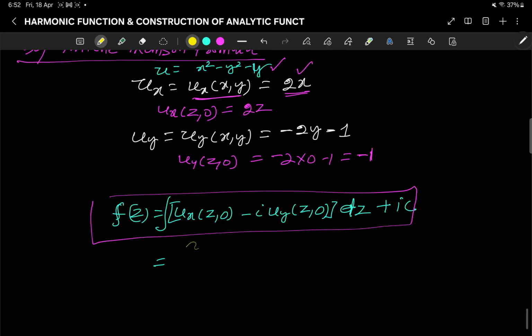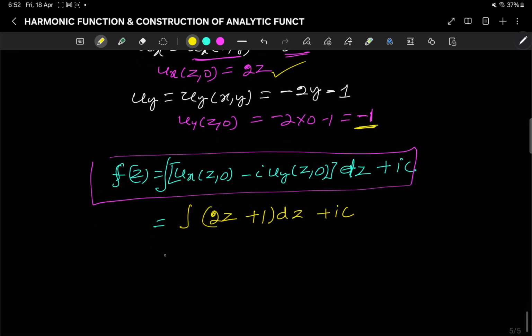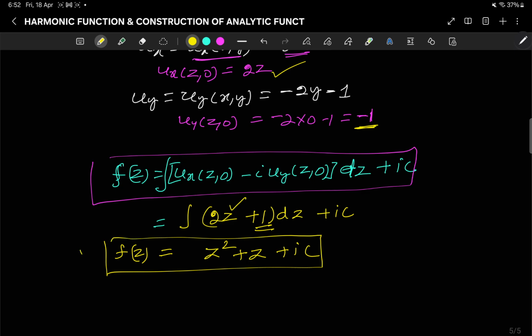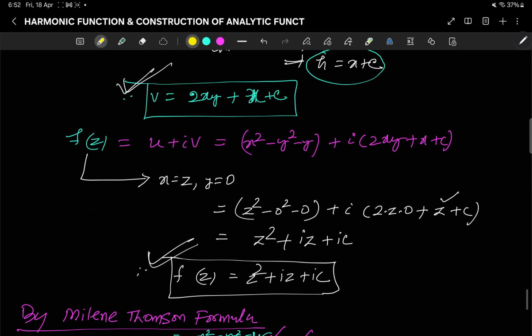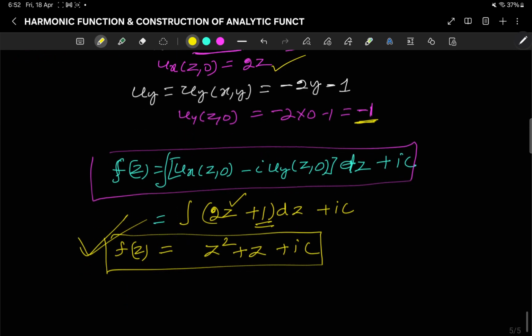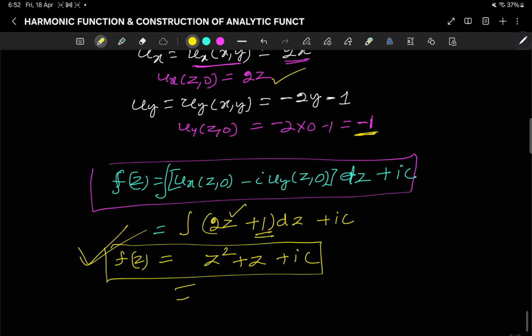So this is equal to the integral of ux at z,0, which is 2z, and minus minus is plus, so plus 1 dz plus ic. You integrate it: z square by 2, the 2 cancels, it is z square, and the integral of dz is z, plus ic. So your fz is equal to this. This fz is the same as the earlier fz. Now we open it to get v.